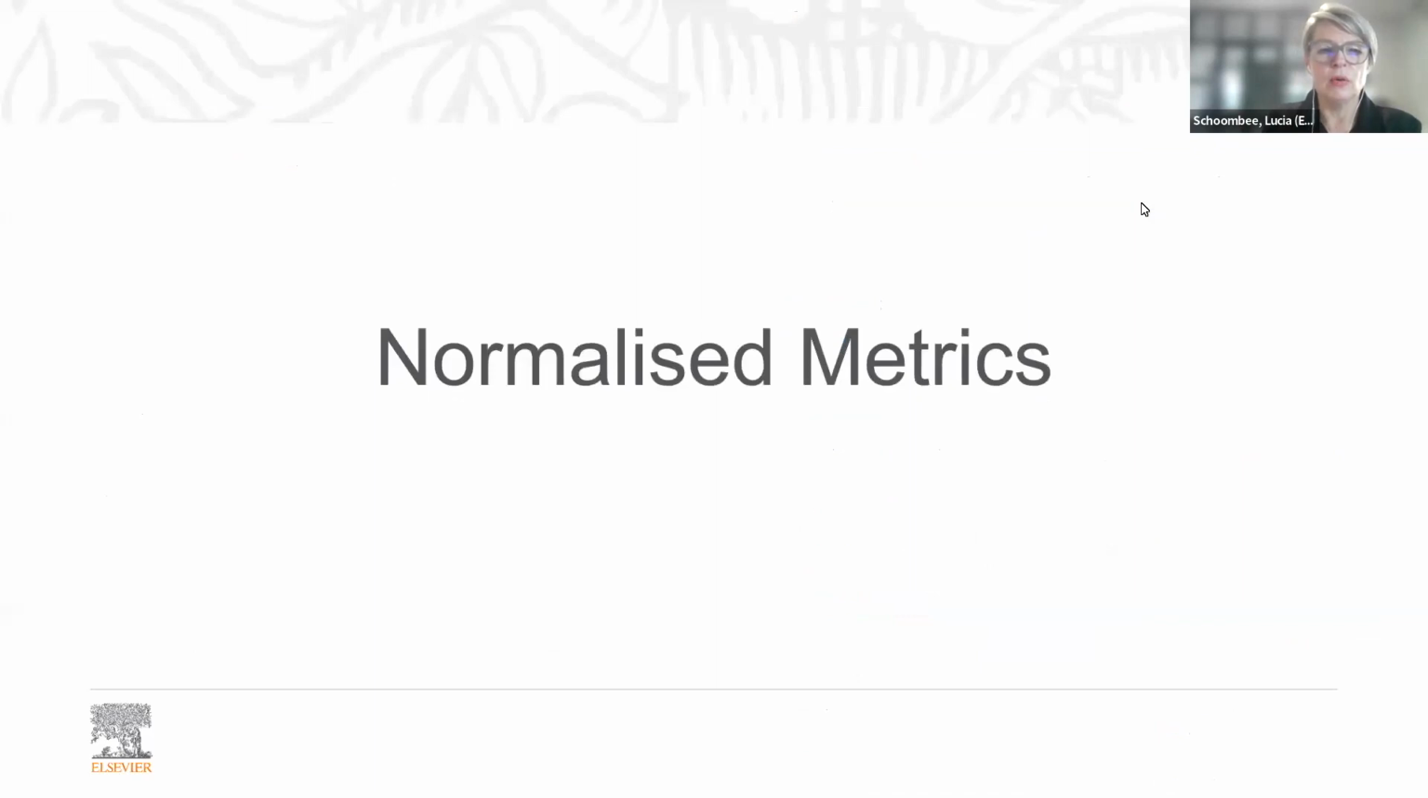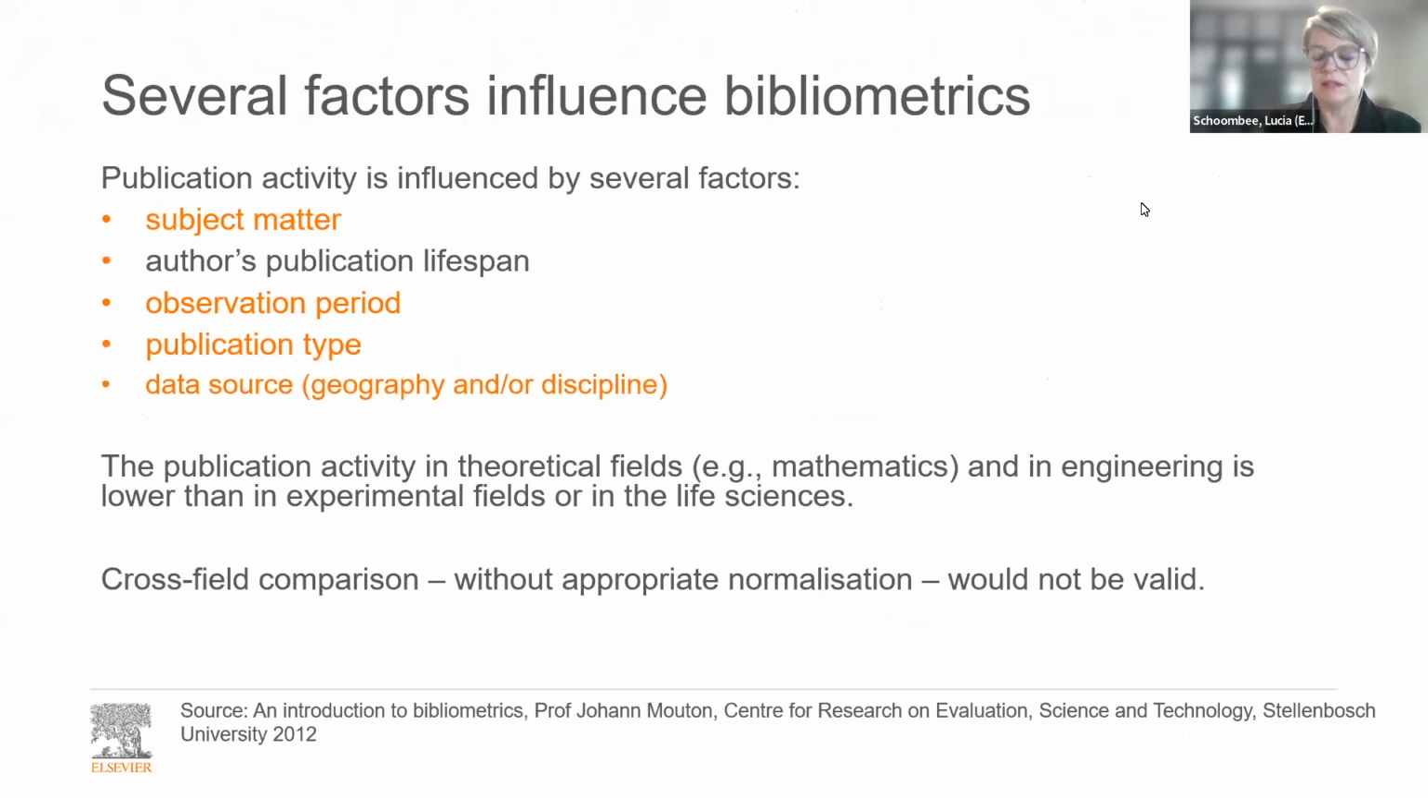Talking about normalized metrics, there are several factors that influence bibliometrics. The first is to keep in mind that subject matter is one of them, and then also the observation period, the publication type, and I will explain more about these, and then also the data source. We're talking now specifically about Scopus and CiteScore, and here it is important to keep in mind that only the journals that are indexed in Scopus are used to create the CiteScore, and Scopus covers a specific collection representative of specific regions. If you use another index as a data source, that would make a difference to the journal metric.